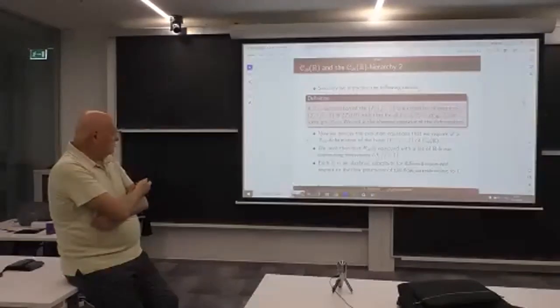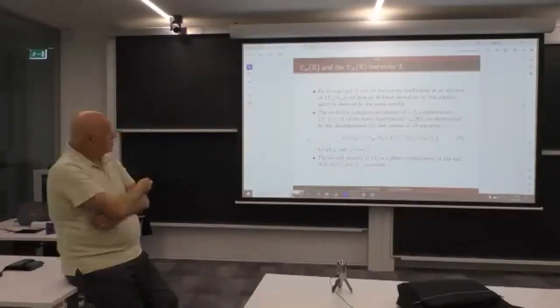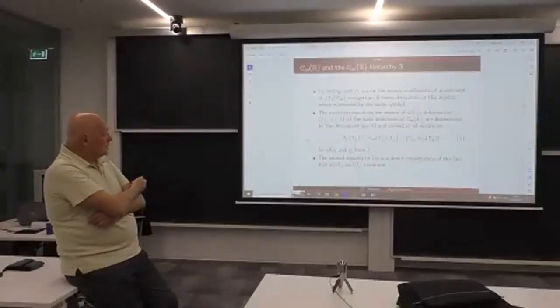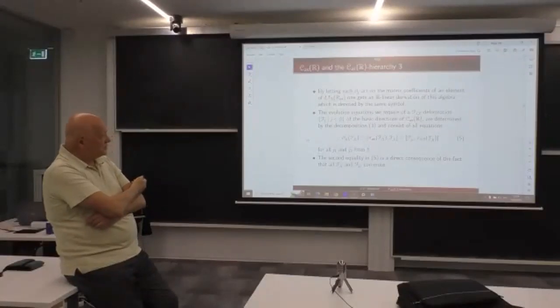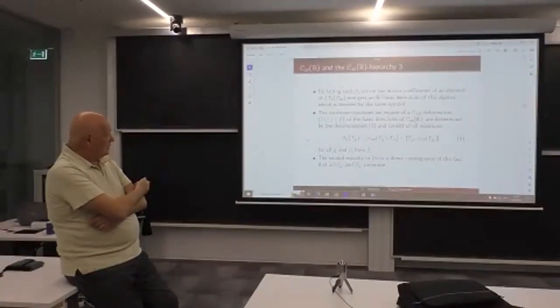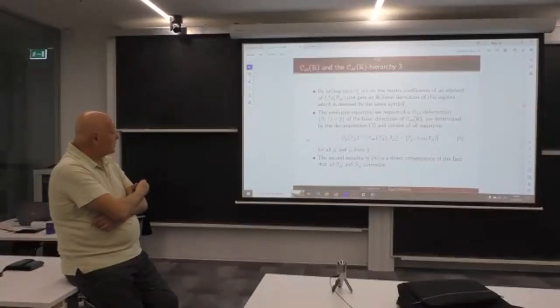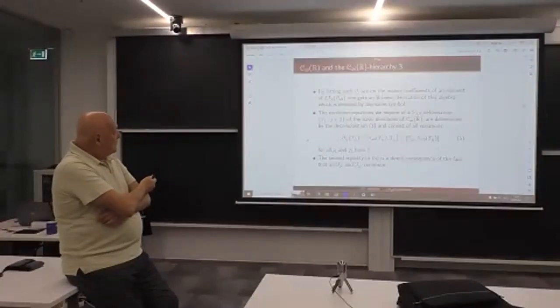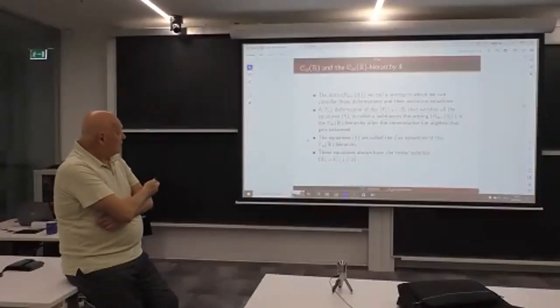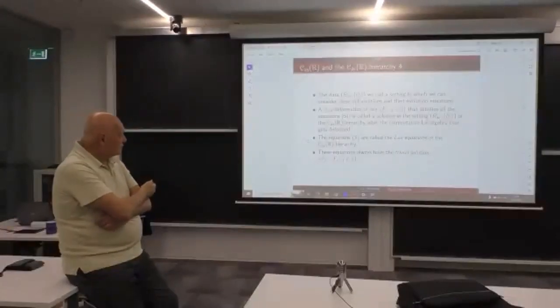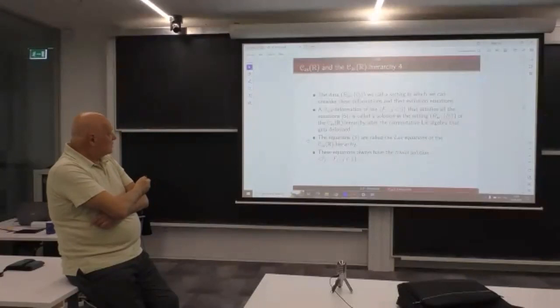And we define the evolution equations of this deformation in Formula 5, and that's the analog of what we saw for the complex case. Now, also here you always have a trivial solution, and we name the hierarchy after the commutative algebra that gets deformed.